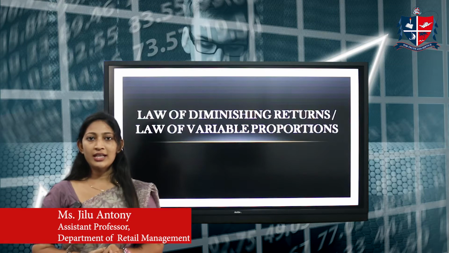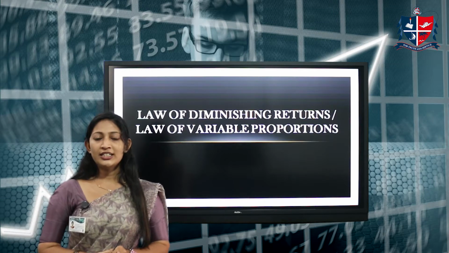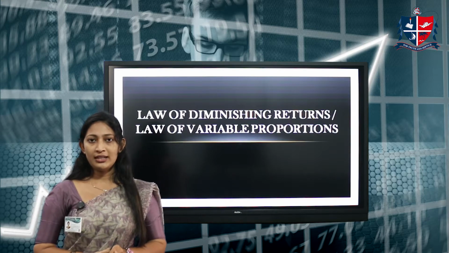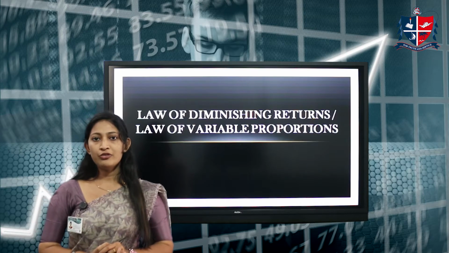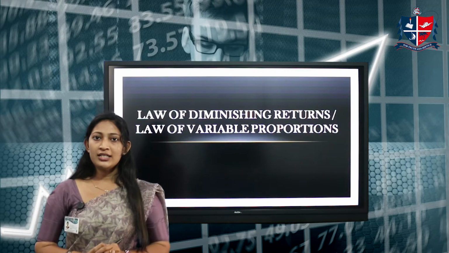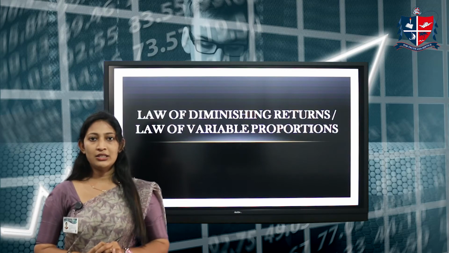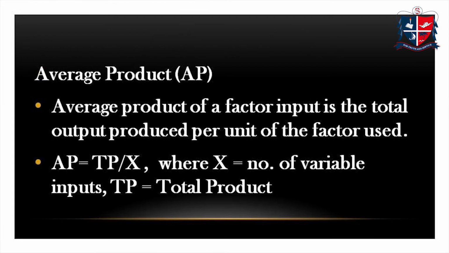Albert's College, Autonomous, Ernakulam. Today we are discussing the topic the law of diminishing returns and the law of returns to scale. Before coming to the session, we need to understand the concepts of production. There are three concepts of production: total product, average product, and marginal product. Total product is the amount of total output produced by a given amount of factor, keeping all other inputs constant. Average product is the amount of total output produced per unit of factor inputs used.